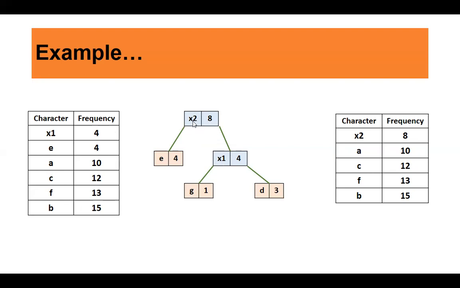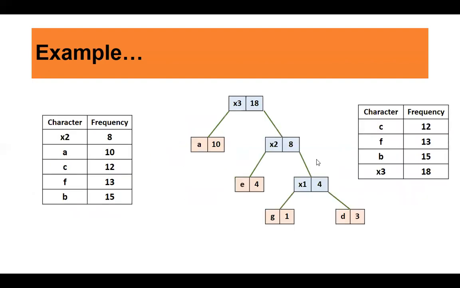Now you insert this back into the heap. You extracted these two, now insert this back into the heap. So x2 is inserted into the heap with 8. x1 is removed, E is removed. Now you have the new insertion, that is internal node x2 with the frequency 8. Now this is the input for our next step.